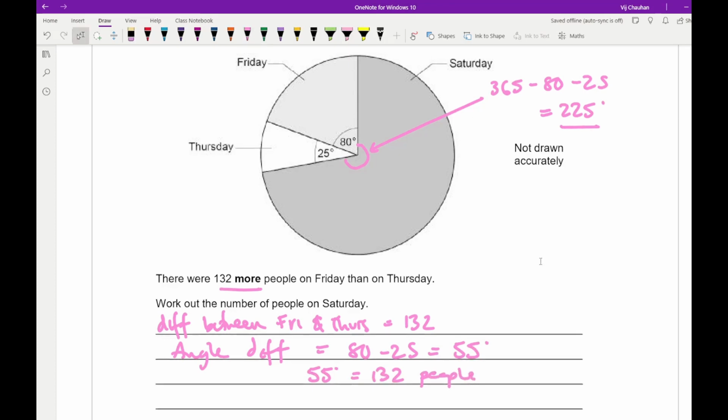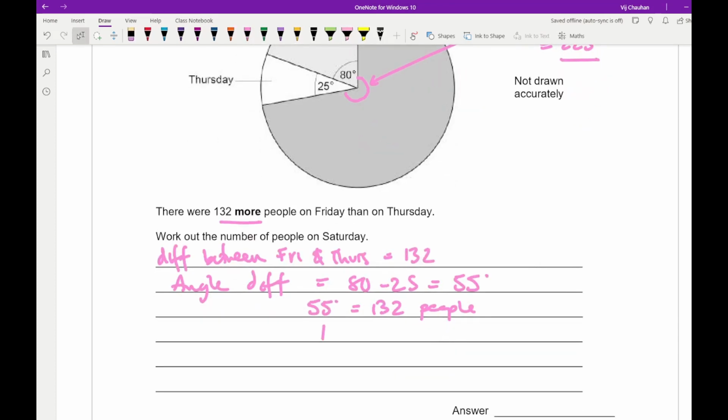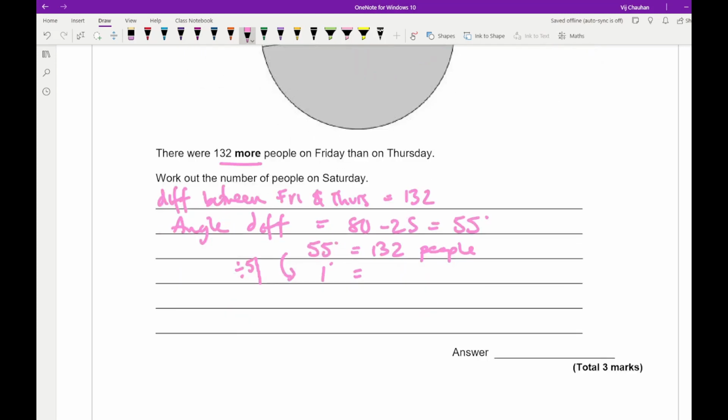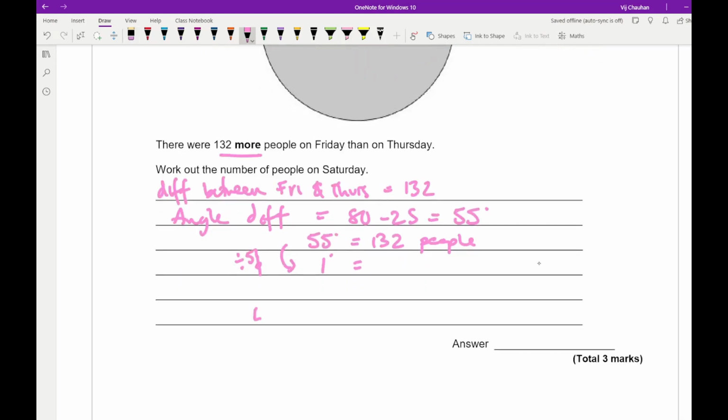And what we want to know is how many people is 1 degree. So to work out 1 degree, I then divide both sides by 55. So 132 divided by 55 gives me an answer of 2.4. So 1 degree is 2.4 people.